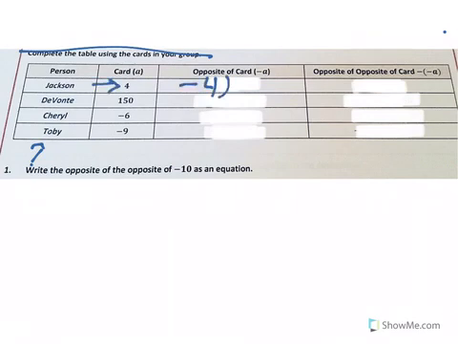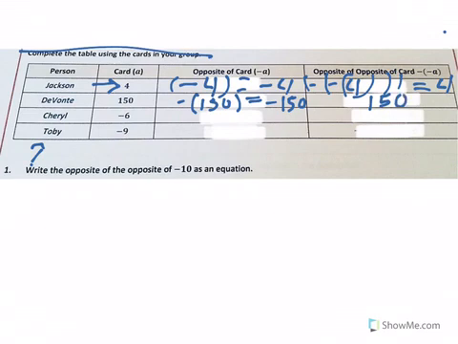So the opposite of 4 is negative 4. The opposite of the opposite, so if we have 4, and then we're going the opposite of 4, and then the opposite of that is going to be positive 4. Down here, we have 150. Well, the opposite of 150 is negative 150. But the opposite of that, the opposite of negative 150, would just be positive 150 again. Opposite of negative 6, 6. The opposite of that, negative 6 again. Opposite of negative 9 is positive 9. The opposite of that, which is the opposite of the opposite, is negative 9 again.